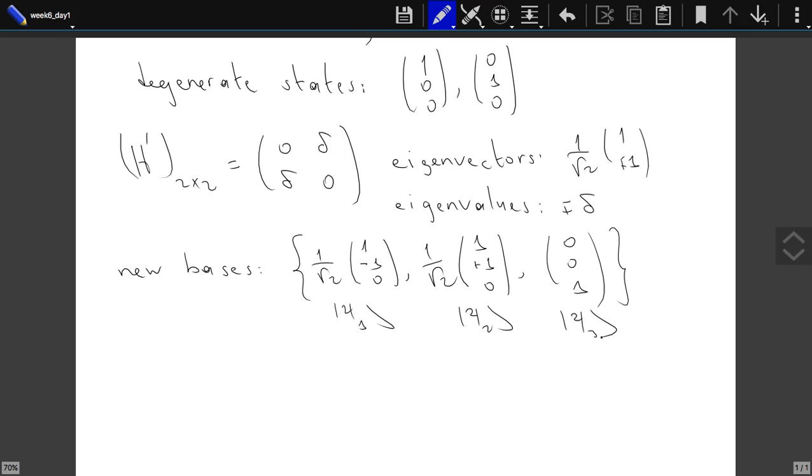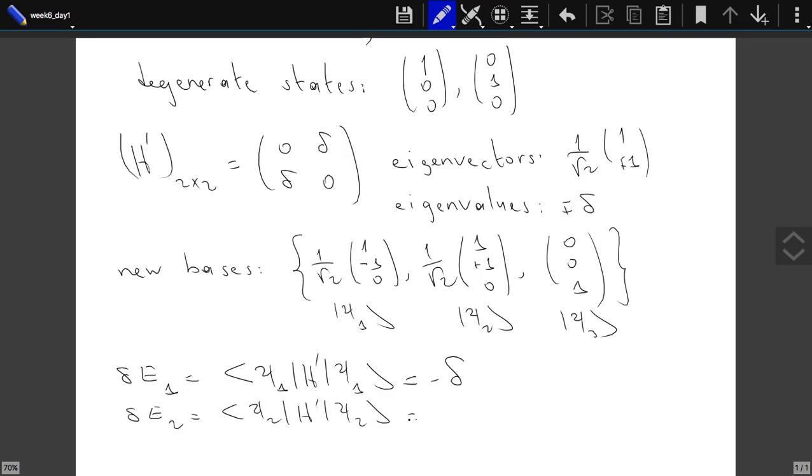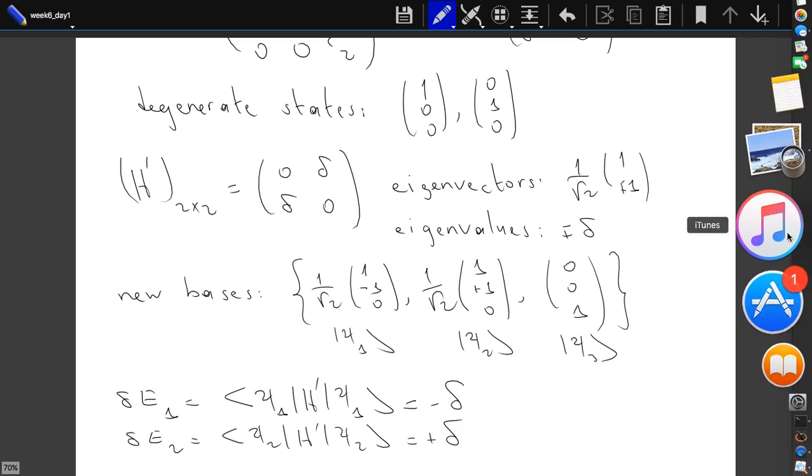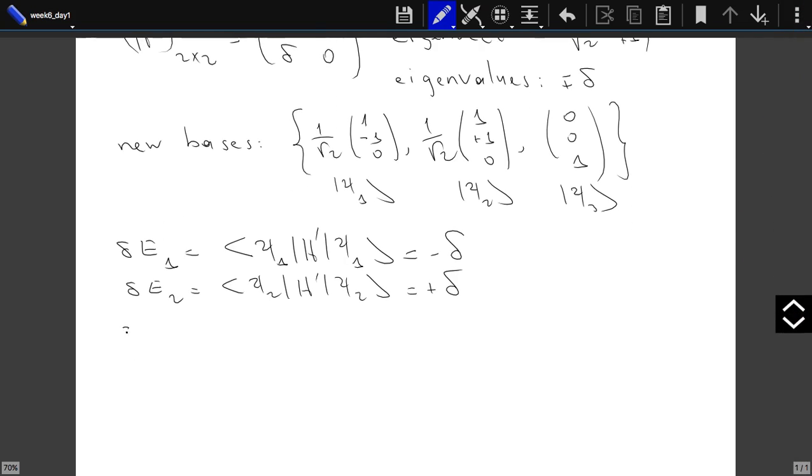The shift in the energy of the first state is equal to psi 1 H prime psi 1. This is minus delta. The shift in the energy of the second state, this is psi 2 H prime psi 2. This is plus delta. And the shift in the energy of the third state is psi 3 H prime psi 3. This is just 0. Psi 3 doesn't shift at first order in perturbation.